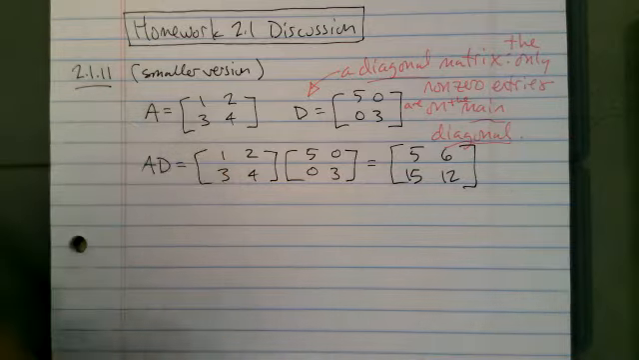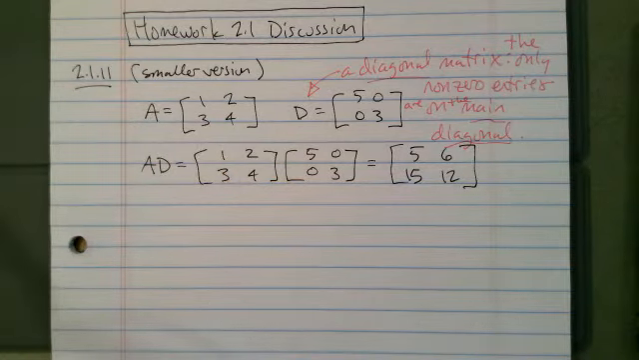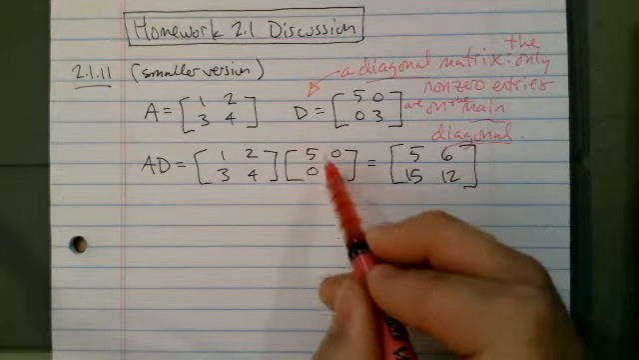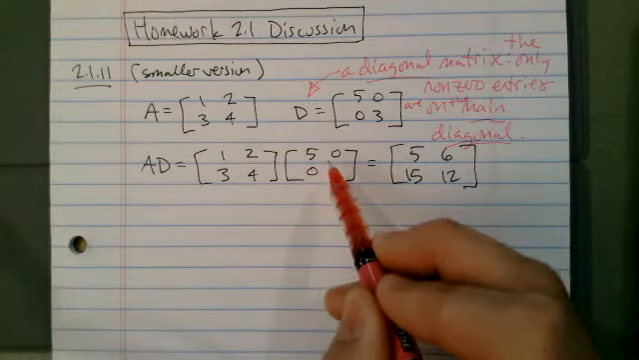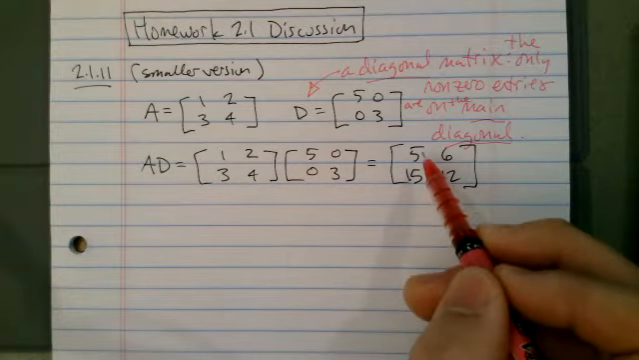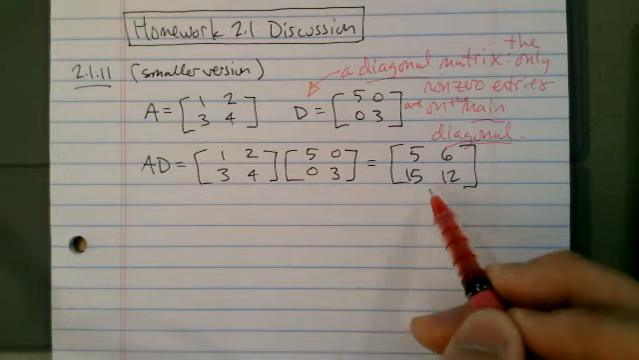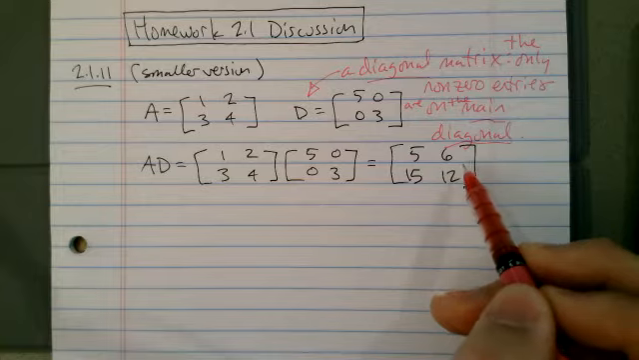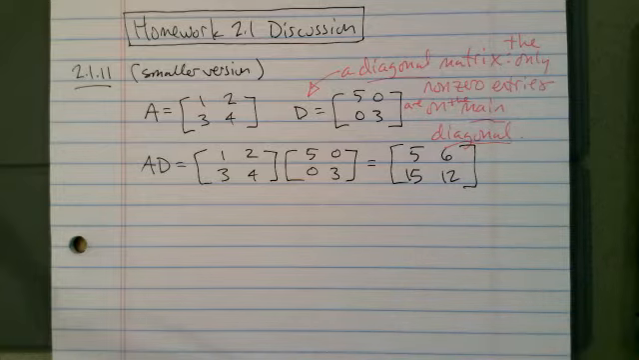So what we see happened was that 5, 0, 0, 3, that diagonal matrix, when I put it on the right side of A, multiplied the first column of A by 5, and the second column of A by 3.